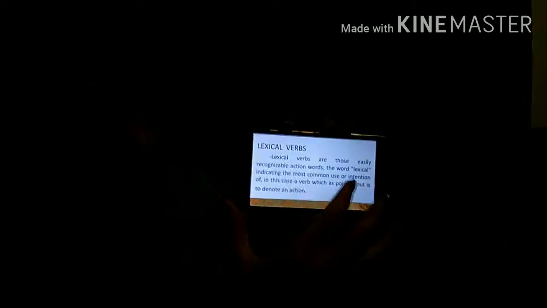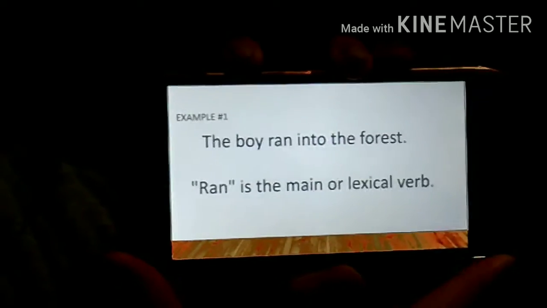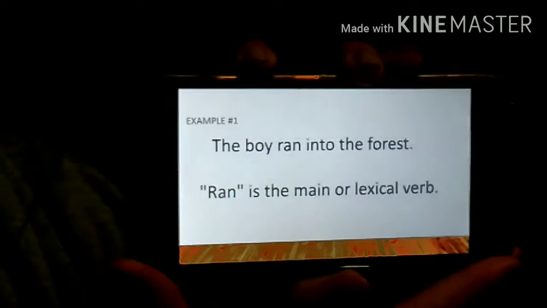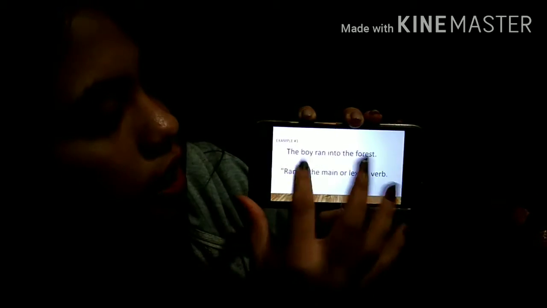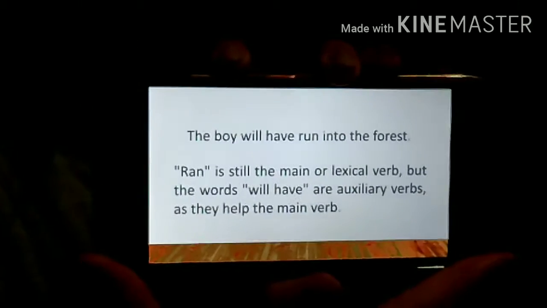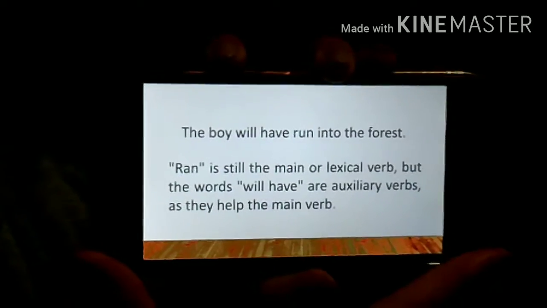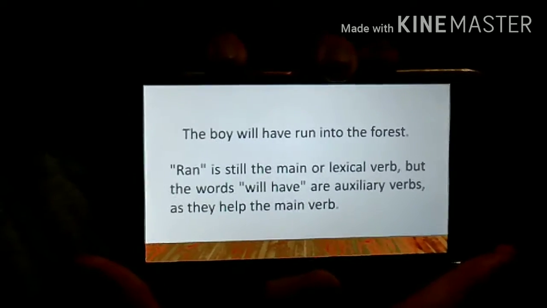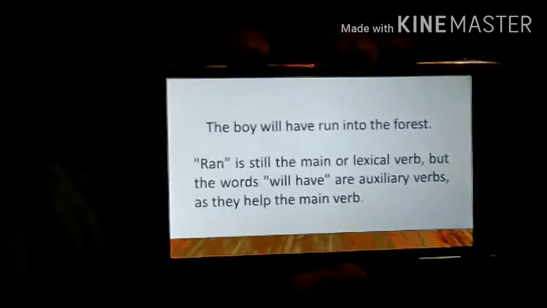For example, the boy ran into the forest. The word run here is the main verb or the lexical verb of the sentence. And if we're going to turn this sentence into one with an auxiliary verb, it would be like this: the boy will have run into the forest. The word run here is still the main or lexical verb of the sentence, but the words will have are auxiliary verbs as they help the main verb of the sentence.